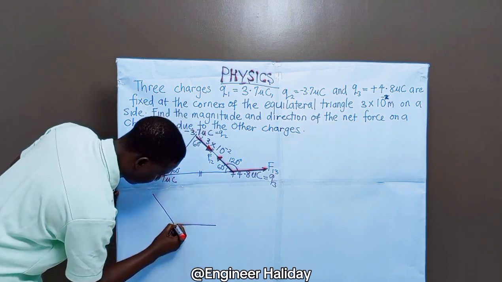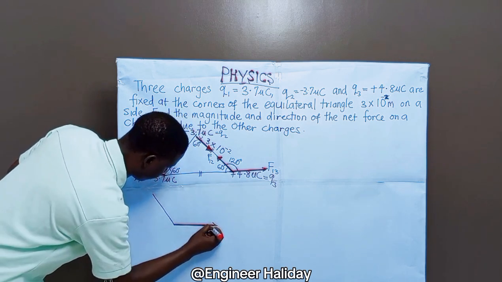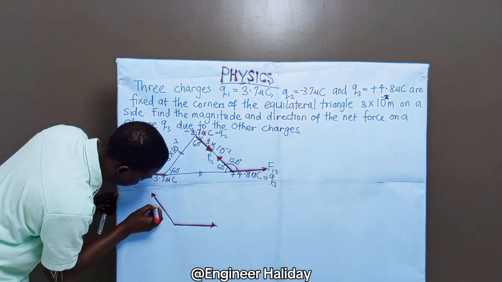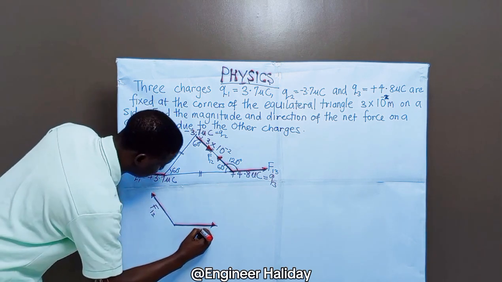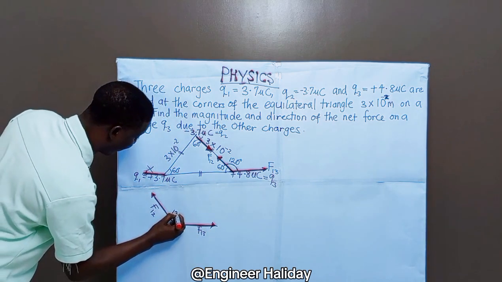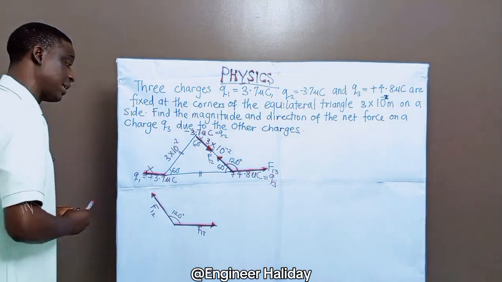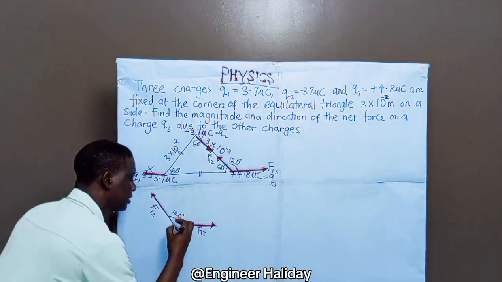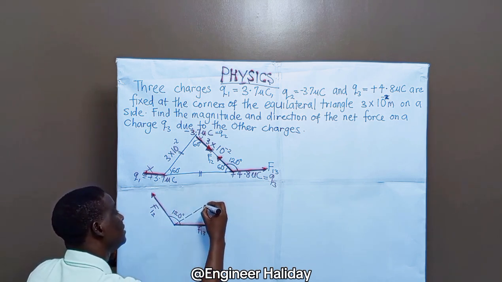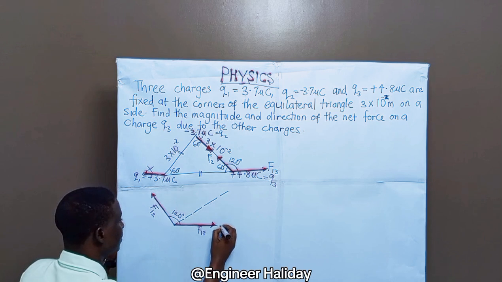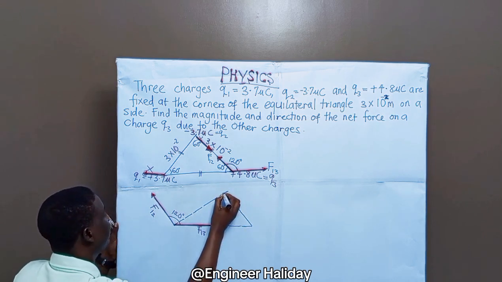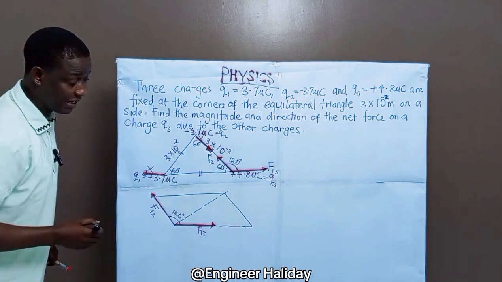So this is the parallelogram of the forces that we want. This is F12 and this is F13, and the angle between them is 120 degrees. Now let's draw the resultant. The resultant is a line drawn from the common point. This is the resultant. Now let's complete the parallelogram, like this and like this. So that is the parallelogram.